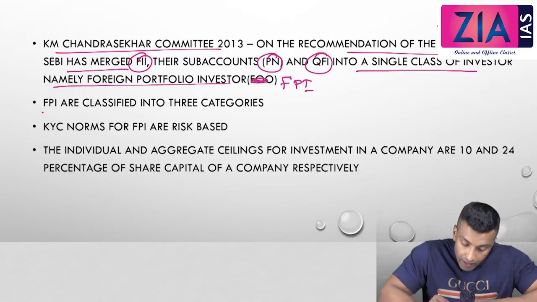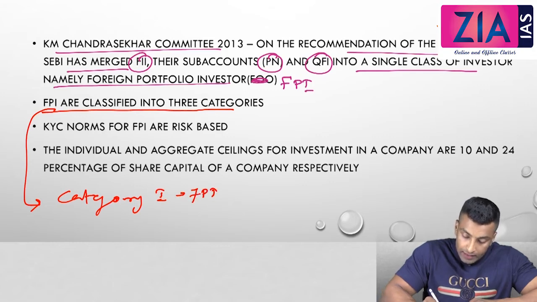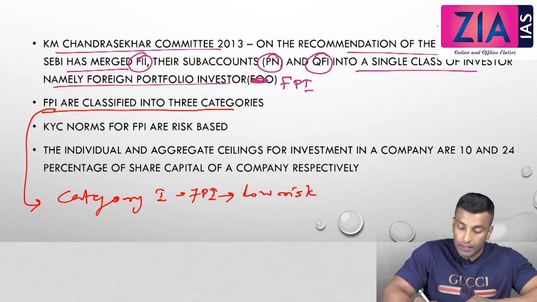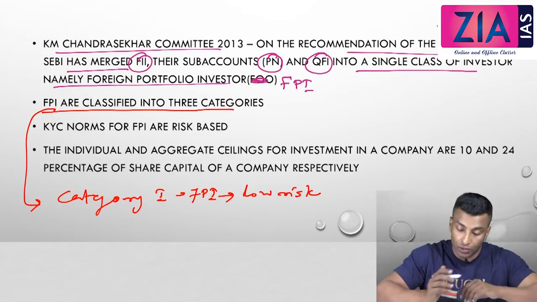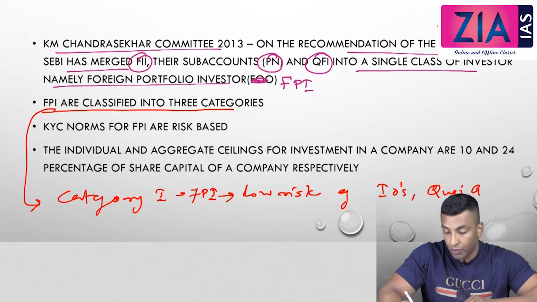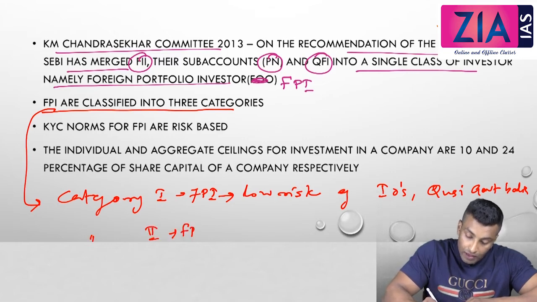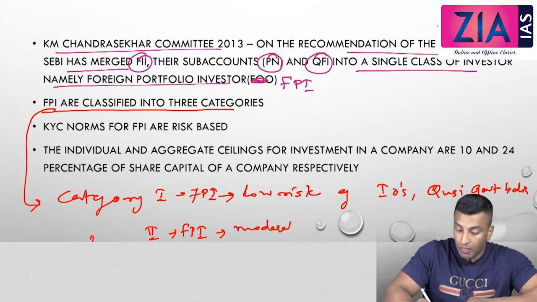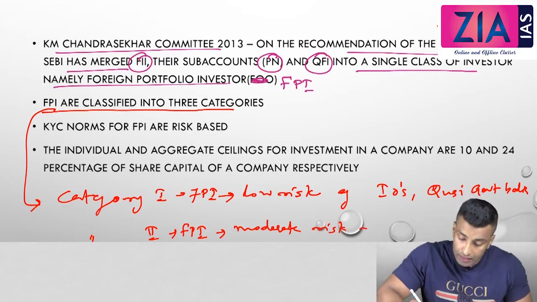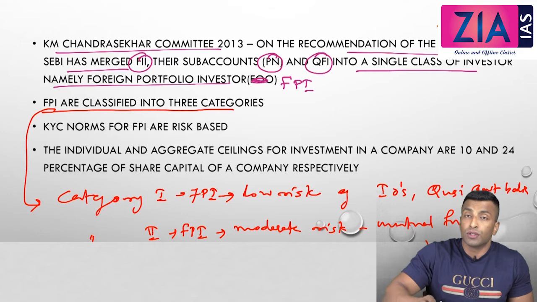Let's look into the next point. FPIs are classified into three categories. Category 1 FPI is low risk. It is on the basis of the risk. Low risk means examples like international organizations and quasi-government bodies. What about category 2? Category 2 FPI is moderate risk. You can see here mutual funds, insurance companies, etc. So these are category 2.